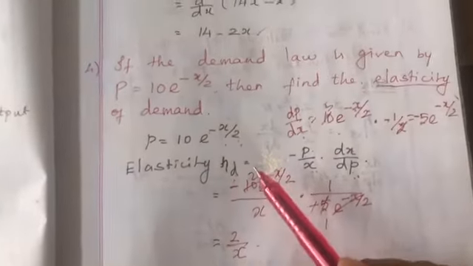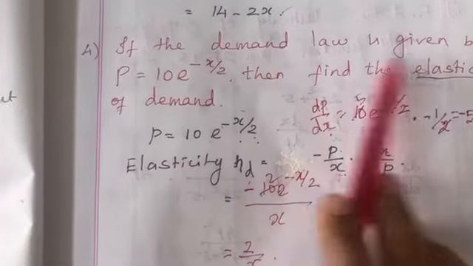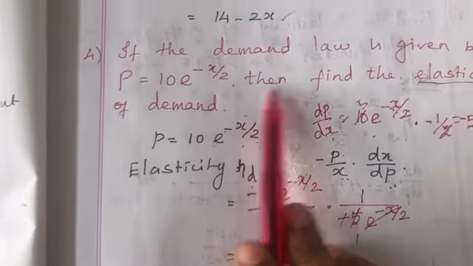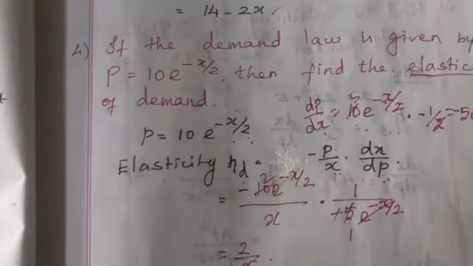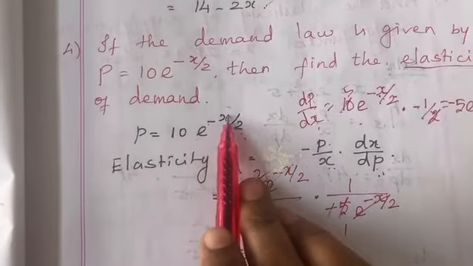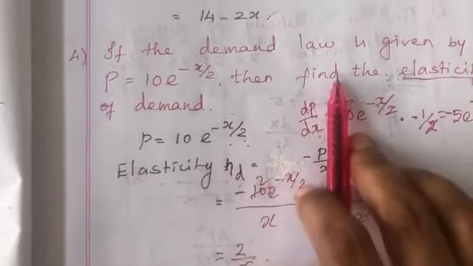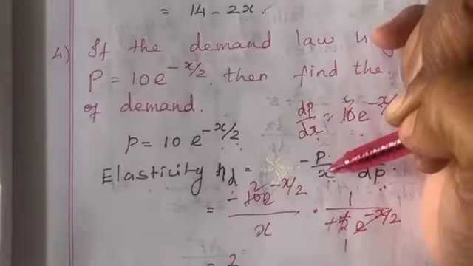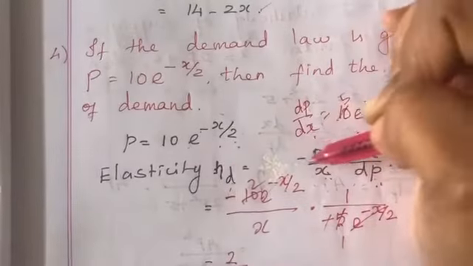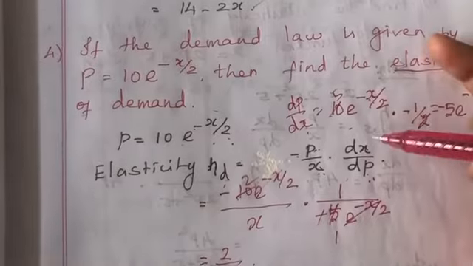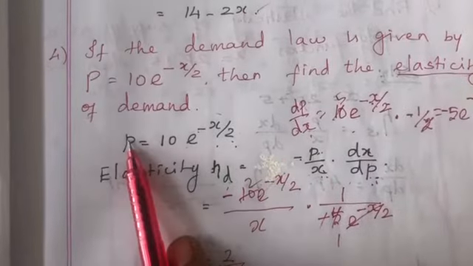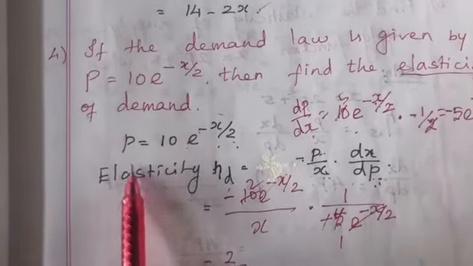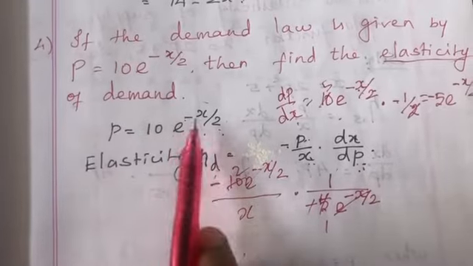Okay. So fourth one, if the demand law is given by P is equal to 10 into e power minus x by 2, then find the elasticity of demand. P is given, that is 10 into e power minus x by 2. Okay. So we have to find the elasticity of demand. What is the formula for elasticity of demand? Minus P by x into dx by dp. So with this P we can find only dp by dx. Okay. So P is given, we can differentiate it with respect to x.